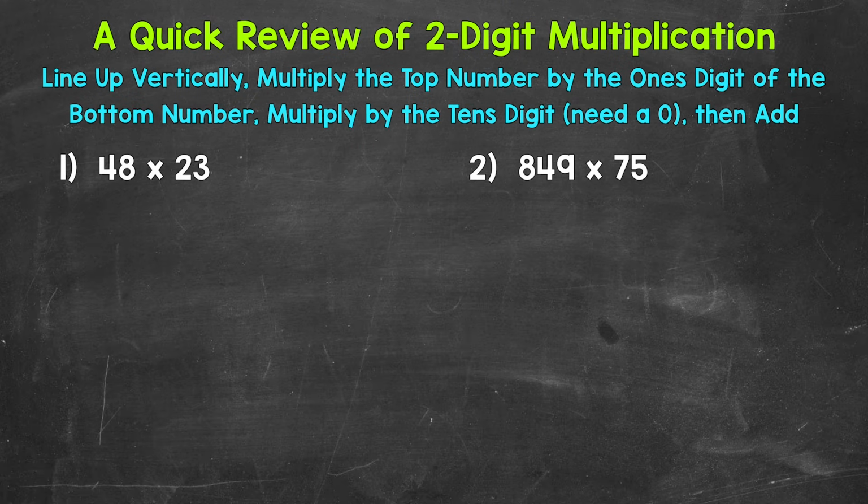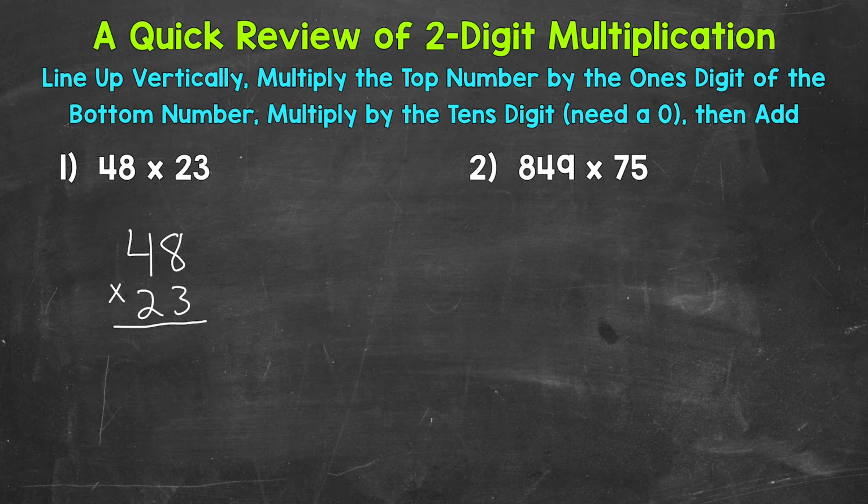Here are our double-digit multiplication examples. Let's start with number 1, where we have 48 times 23. Now, the first thing that we need to do, we need to line this up vertically. So we're going to rewrite it up and down. Let's go below the problem here. And we have 48 times 23. So once we have that rewritten vertically, we need to multiply the top number by the ones digit of the bottom number. So the ones digit of the bottom number is the 3 in 23. So we need to do 3 times 8 and then 3 times 4. We can forget about the 2 in 23 right now.